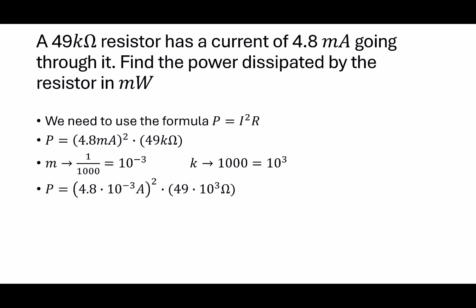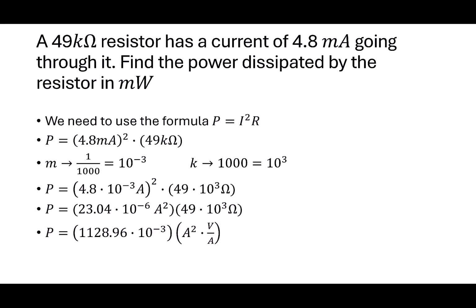We're going to go back and rewrite our equation as 4.8 times 10 to the negative 3 amps squared times 49 times 10 to the third ohms. If you square 4.8, you get 23.04. When you square 10 to the negative 3, you get 10 to the negative 6. I want you to think negative 3 times 2 is negative 6. And then when I square A, I just get A squared. We'll use 49 times 10 cubed in the next step.